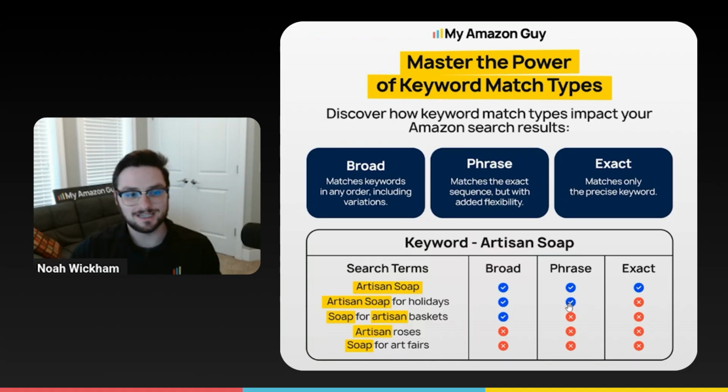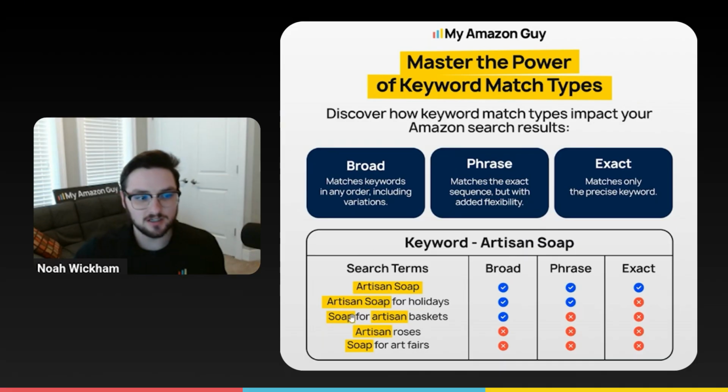Now, getting a little bit deeper, we have artisan soap for holidays. This will match broad and phrase, but not exact. Why? Because it has "for holidays," which is not an exact match, but it does have the phrase artisan soap put together, so that matches, and also the words artisan and soap for broad.